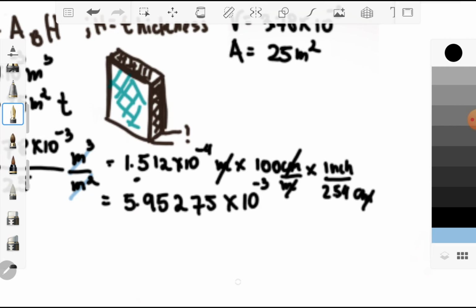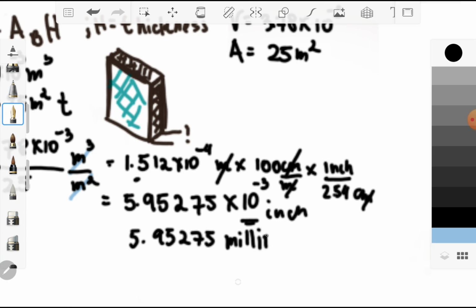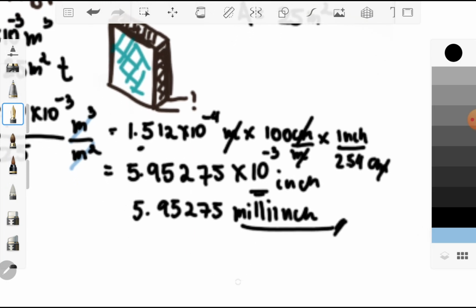Sir, shouldn't the answer be 0.6, since I rounded it up to the nearest hundredths? Considering that I want to get milli-inch, therefore, convert that to 5.95275 milli-inch. Okay? Why milli-inch? So, for the rounding, take note that the digit following the 5 is 2, so therefore, we will have a value equal to 5.95 milli-inch. It rounds down.